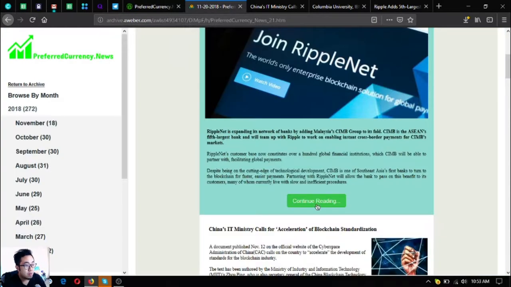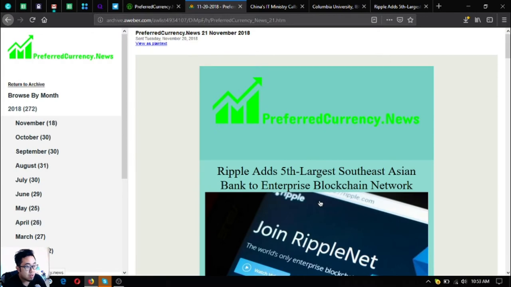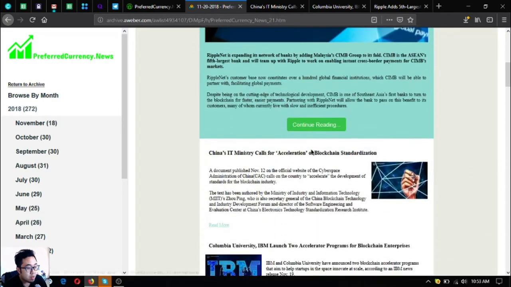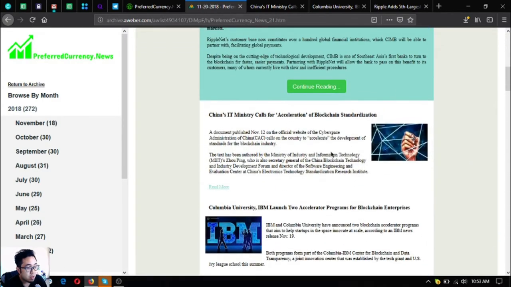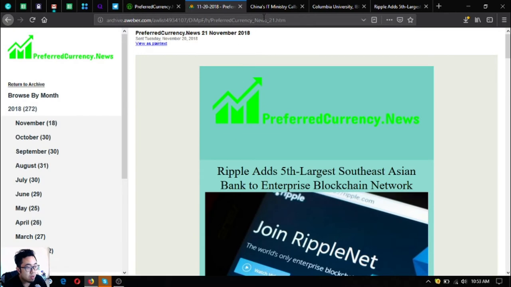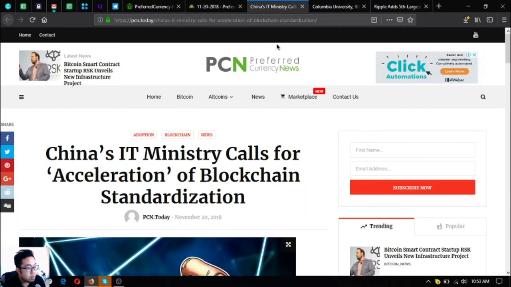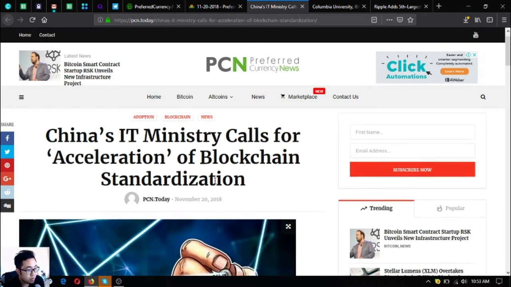So here is the newsletter that the subscribers received some hours ago. And the first thing that you're going to see are the three main topics, or three main articles, or the three main news updates of the day. So I'm going to discuss each of the articles. China's IT ministry calls for acceleration of blockchain standardization is the first one.